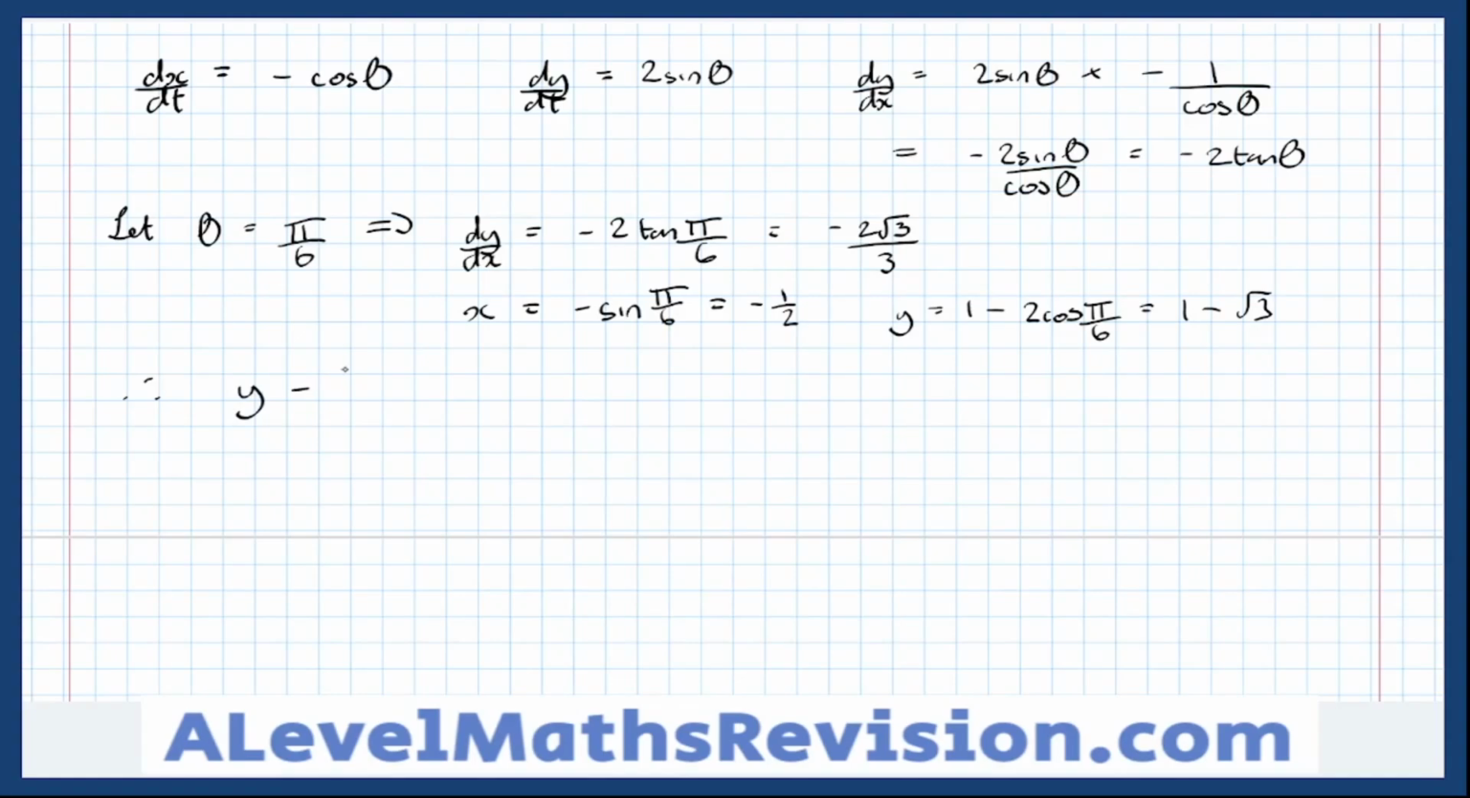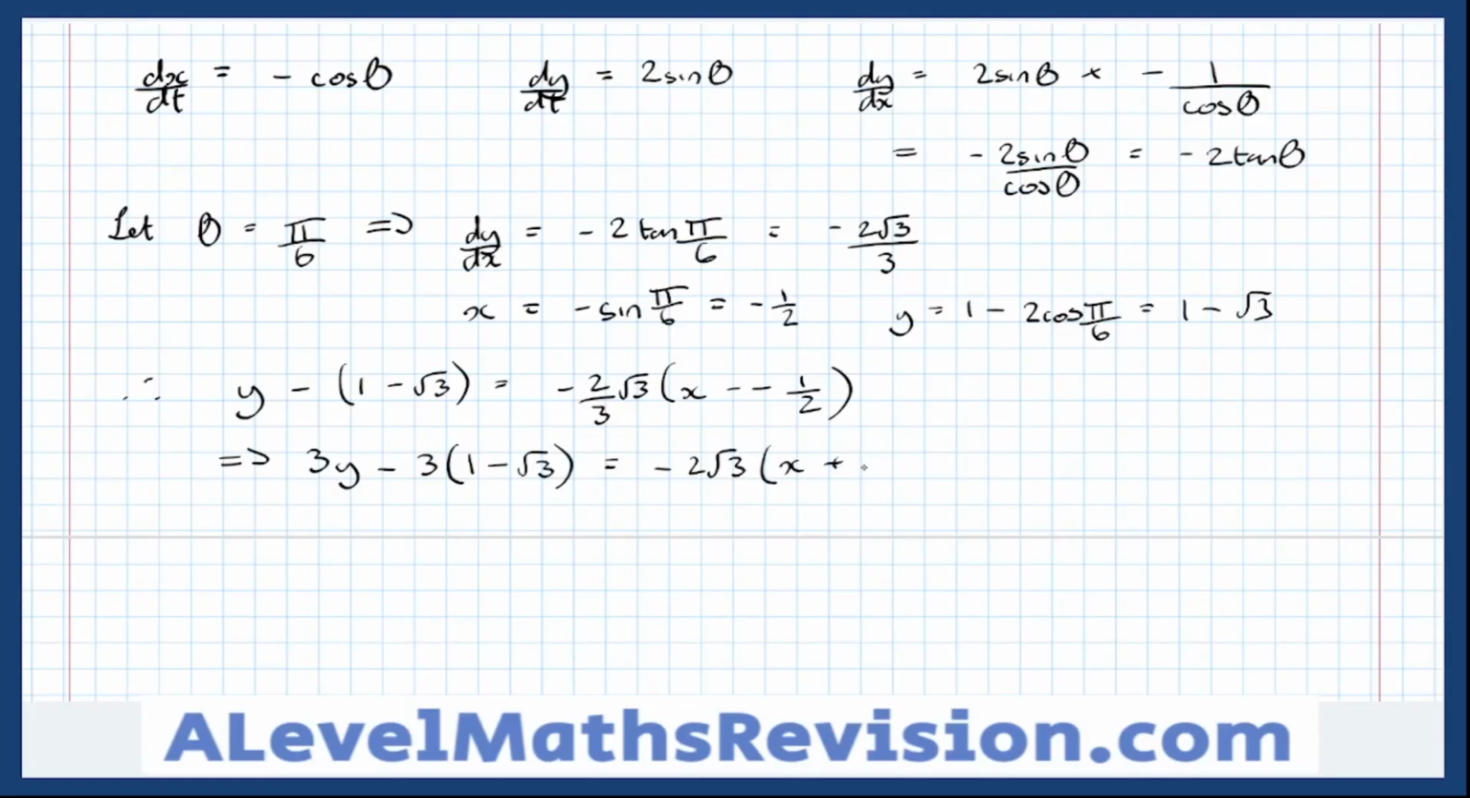So y minus y1 equals m, minus 2/3 root 3, times x minus x1, and simplifying that. So first thing I'm going to do is multiply by 3 to eliminate any fractions. 3y minus 3 lots of 1 minus root 3 equals minus 2 root 3 times x plus 1/2.